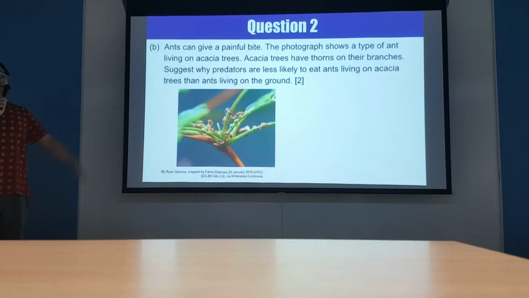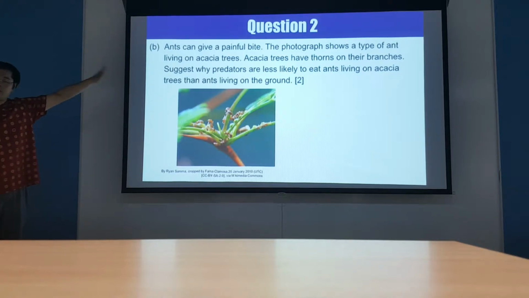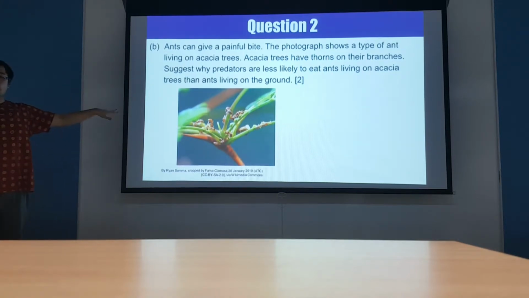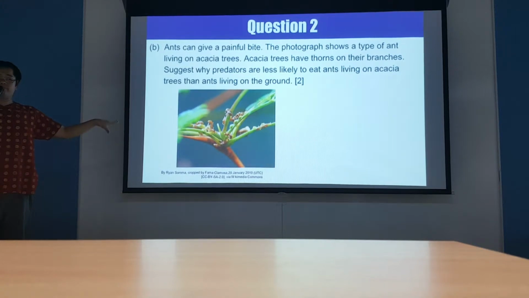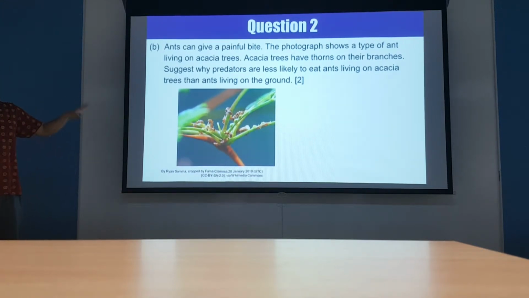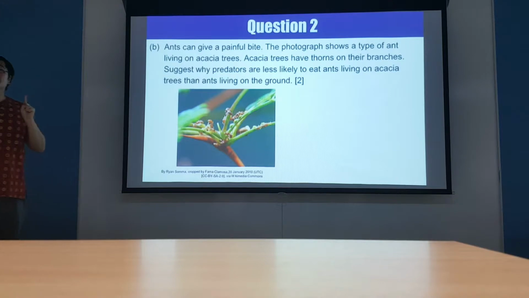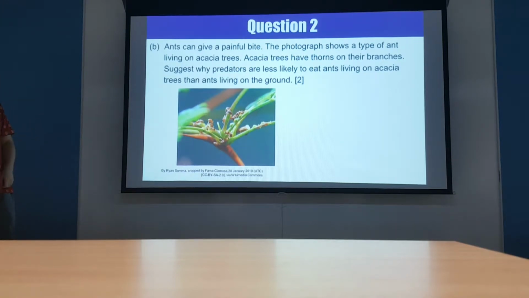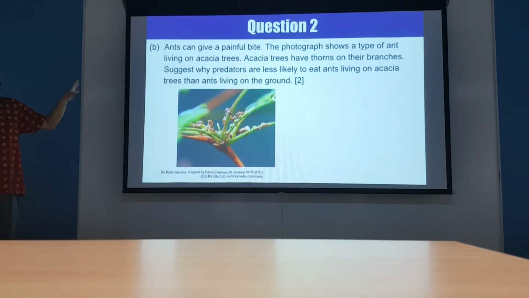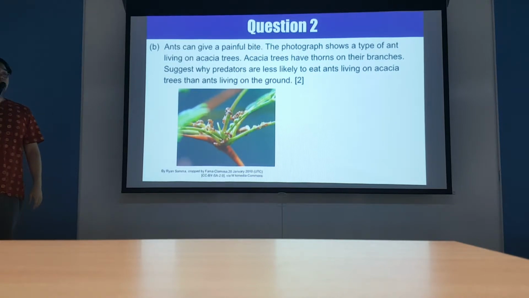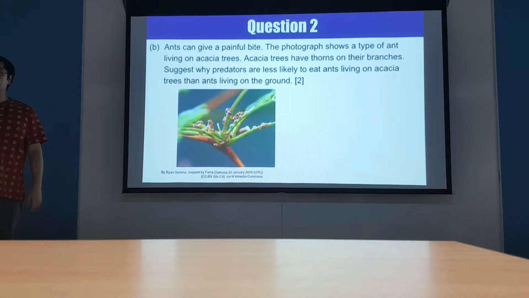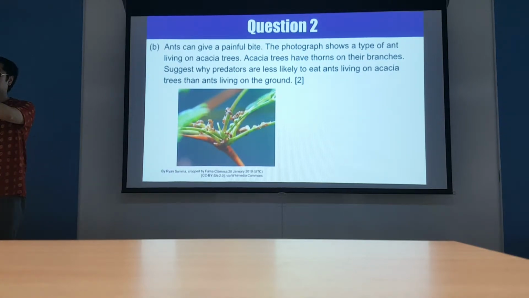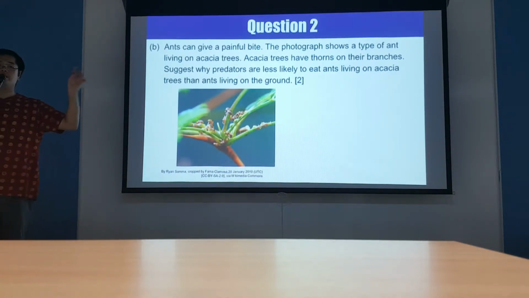Ants can give a painful bite. You can see how long some of these sentences can be. Very boring. But just to cut it short, this is an acacia tree. This is an acacia tree with the ants. Now the acacia tree has thorns. So put it this way, why do predators are less likely to eat ants on the trees rather than on the ground? Okay, someone said sharp thorns. What do you think? Because the predators don't want to be harmed by the sharp thorns. Okay, good. So you can see there are different answers, but they mean the same thing.